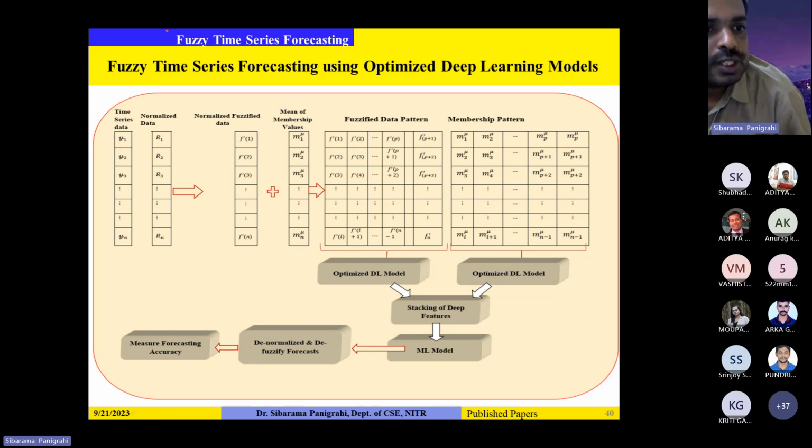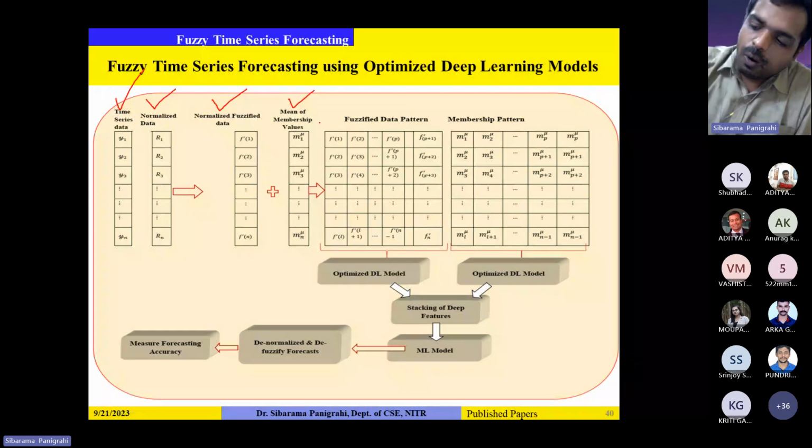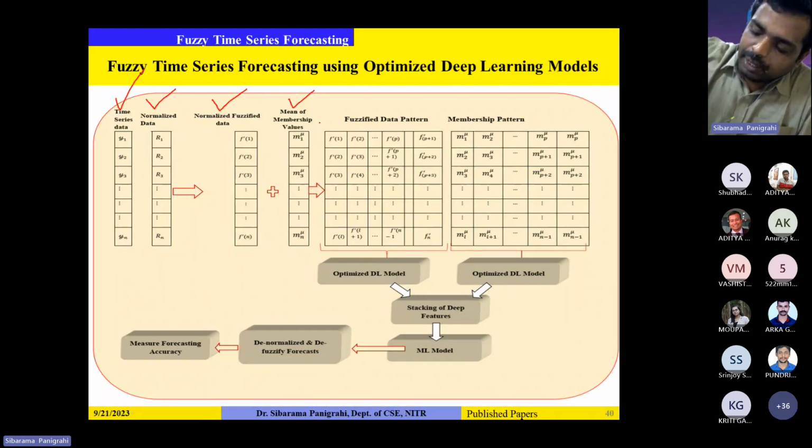So what I will do, you see, first we will consider a time series. Then we will normalize the time series. Then we will fuzzify the time series, means transform it into fuzzy domain. Then we will compute the membership of each member to each of the fuzzy sets. And you see here what I have done, I have written mean of membership values. It means I am not considering all the membership values of a particular element to all the fuzzy sets. I am considering the mean average of that.